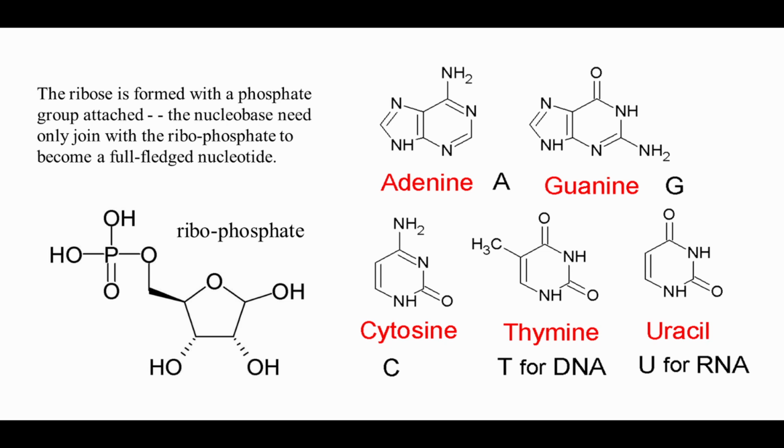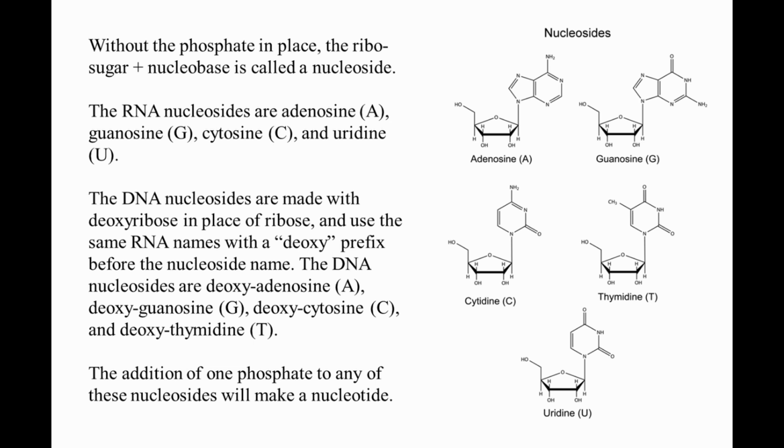than RNA. Generally, the ribose is formed with a phosphate group already attached. The nucleobase need only join with the ribophosphate to become a fully fledged nucleotide. Without the phosphate in place, the ribose sugar plus nucleobase is called a nucleoside. The RNA nucleosides are adenosine A, guanosine G, cytidine C, and uridine U.